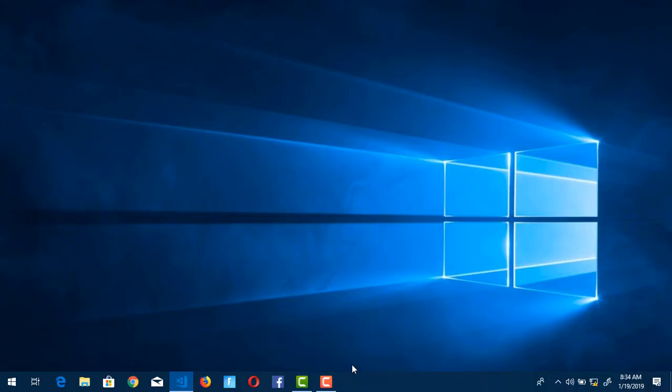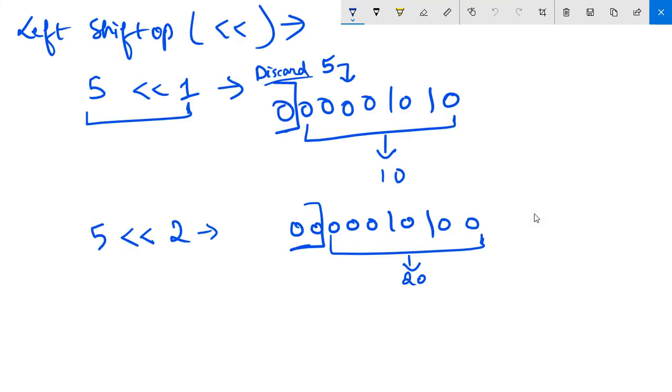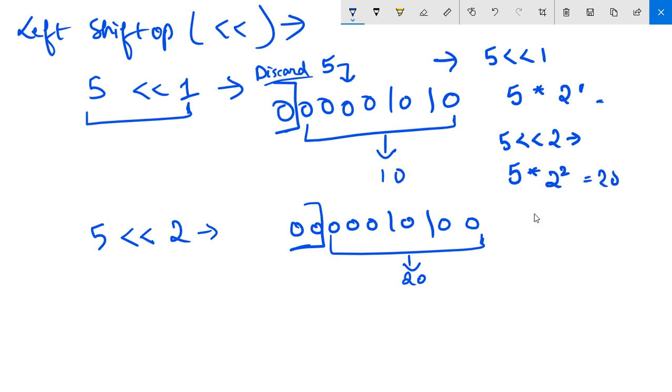Now let me tell you in brief how this works. 5 left shift 1 kind of means we are multiplying 5 with 2 to the power 1. And 5 left shift 2 means we are multiplying 5 into 2 to the power 2, which is 20.